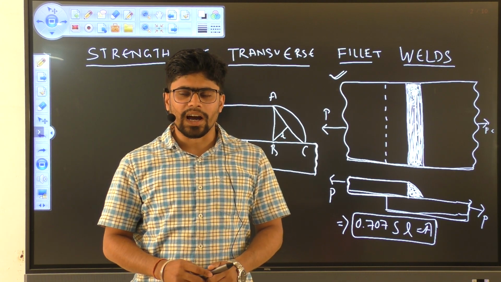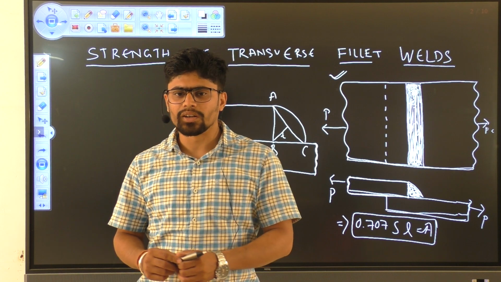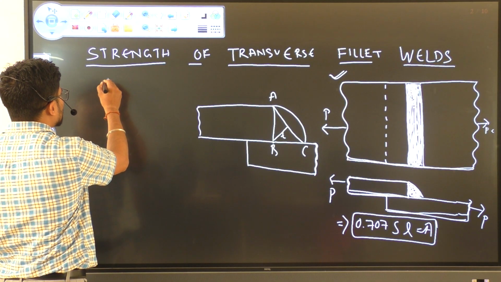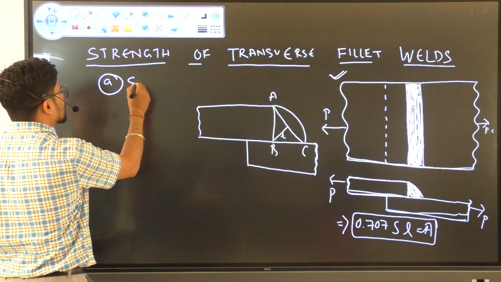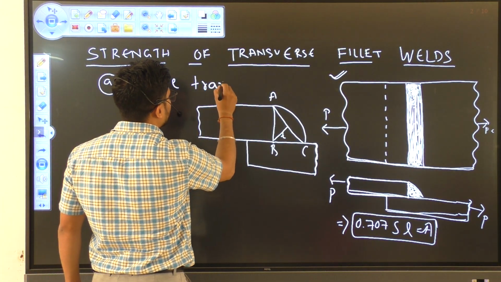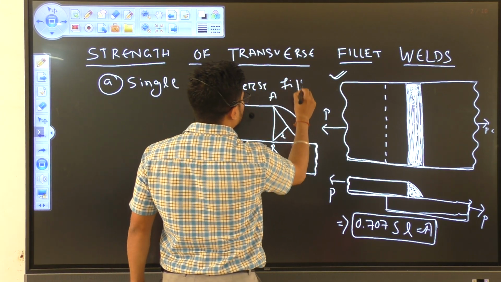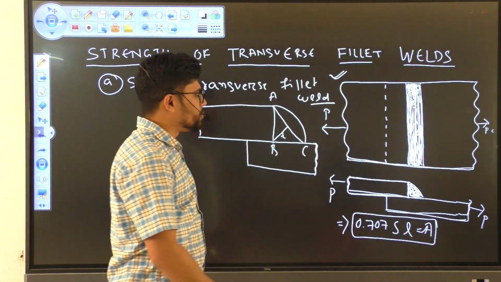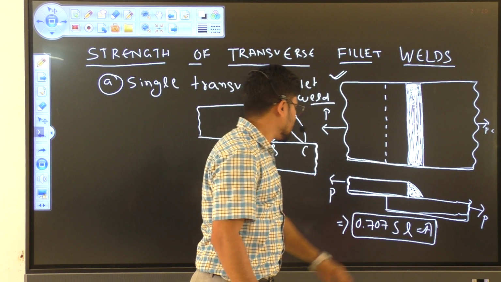In this video lecture, I am going to teach you about strength of transverse fillet weld. And there are basically two types of transverse fillet weld. First one is single transverse fillet weld. Why is this single transverse fillet weld? Because only one side of the joint we are going to weld.